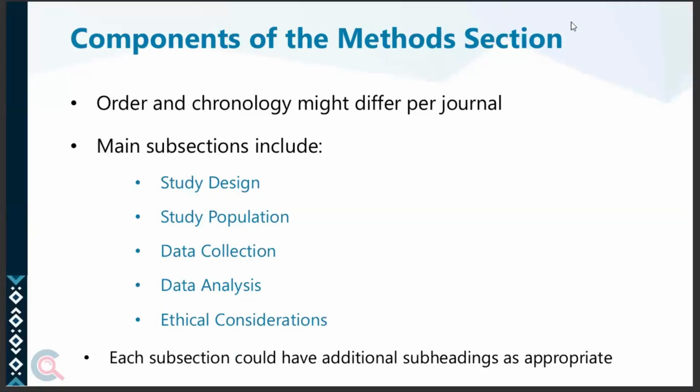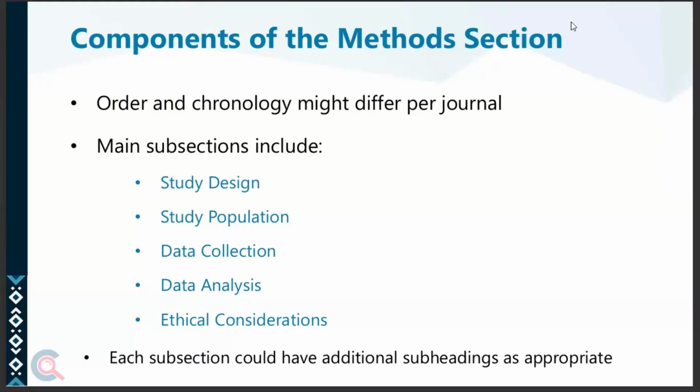Now, we're going to look at the components of the method section. There is no general chronology used in writing the method section, and it sometimes differs. The different journals have specific ways in which they want the method sections to be written. So order and chronology might differ per journal, and it's important to check with the journal which you want to submit your paper to know how the structure is supposed to be.